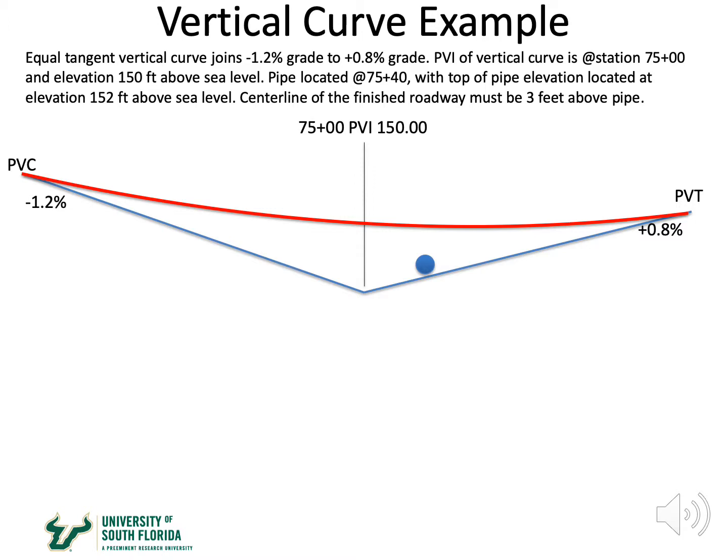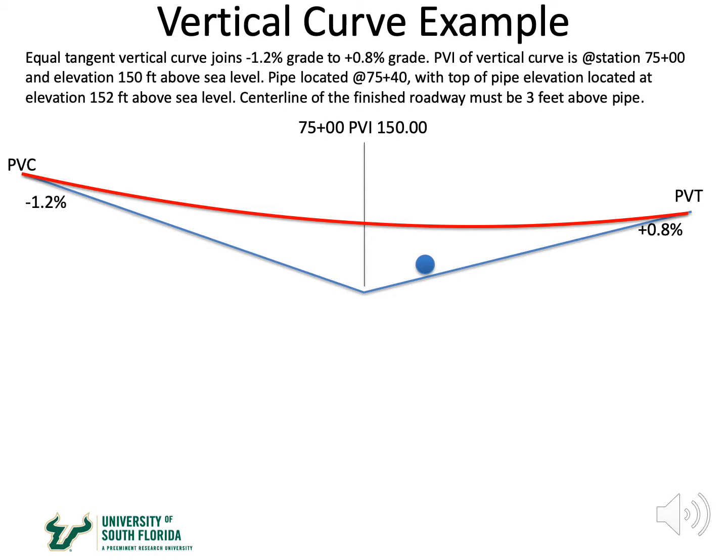This is a vertical curve example. We have a sag vertical curve with equal tangents, and moving from left to right, this curve joins a negative 1.2% grade to a positive 0.8% grade. As shown, the PVI of the vertical curve is at station 75 plus 00, and the elevation of the PVI is 150.00 feet. And this is a classic vertical curve problem with what we call a control point.